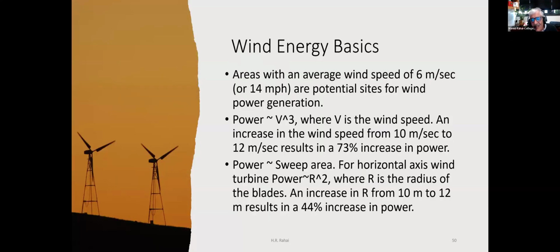Generally, areas with an average wind speed of 6 meters per second or 14 miles per hour are potential sites for wind power generation. Wind power is proportional to the velocity or speed to the power of 3. An increase in wind speed from 10 meters per second to 12 meters per second results in a 73% increase in power. Also, if you increase the sweep area, which for horizontal axis turbines is related to the radius or diameter of the blades, going from 10 meters to 12 meters gives an increase in power of 44%.